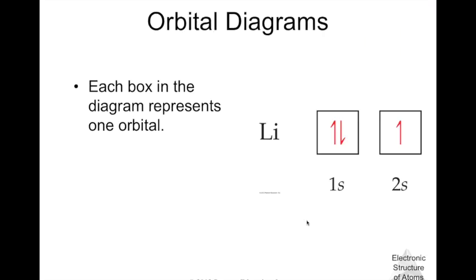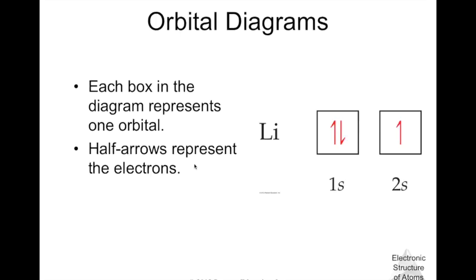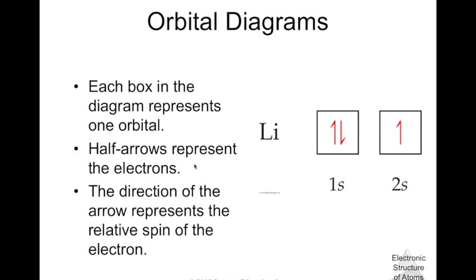Orbital diagrams, basically, are another way of representing what these electrons look like. In this case, each box in the diagram represents 1 orbital. You've got the 1s orbital, the 2s orbital. And the half arrows represent the electrons. The direction of the arrow represents the relative spin of the electron. So one is spinning one way, one spinning the other. So they're spinning opposite from each other. The 2s orbital, in the case of lithium, only has 1 electron in it. It's unpaired.